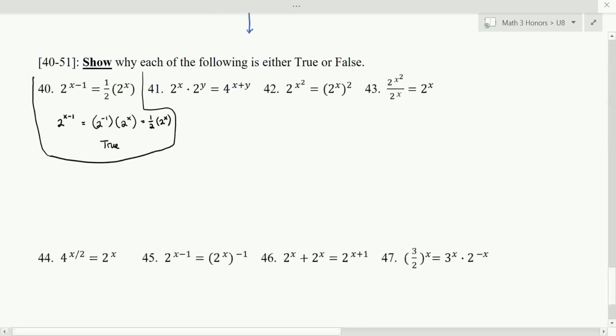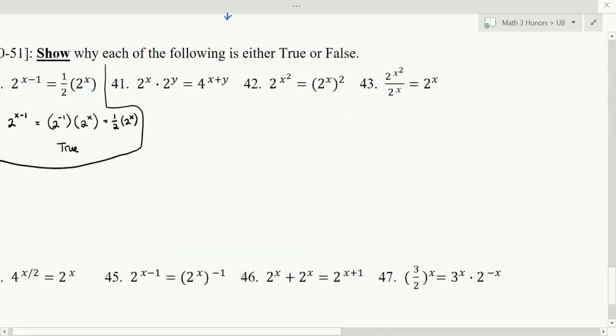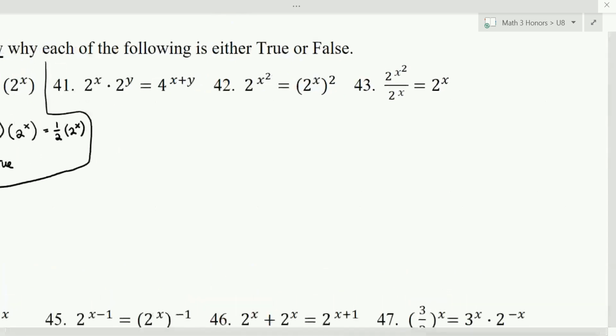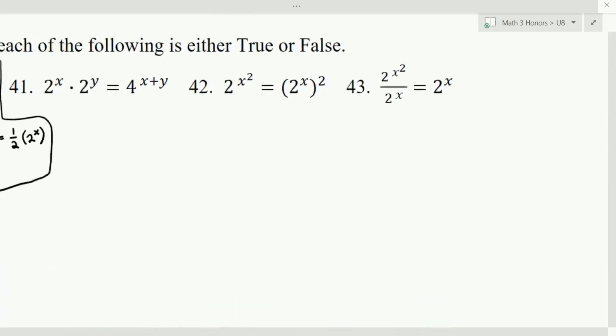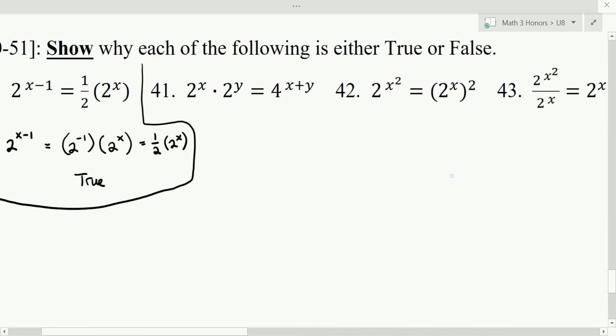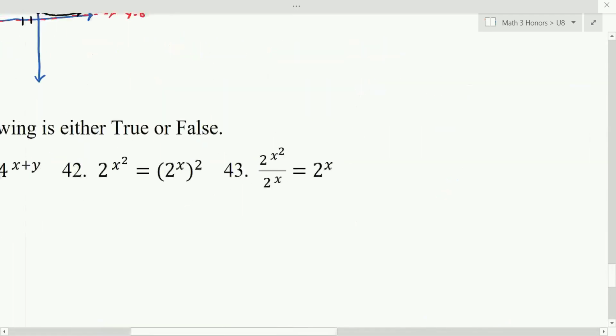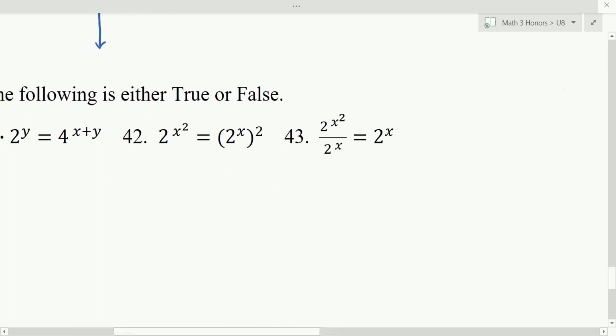Let me show you one that wouldn't work and show you how to show that it doesn't work, okay? So 42 is false. And so here's what you would do. If you start on the left side, you say, okay, well, 2 to the x squared is not going to be equal to 2 to the 2 times x. In general, x squared is not the same as 2x.